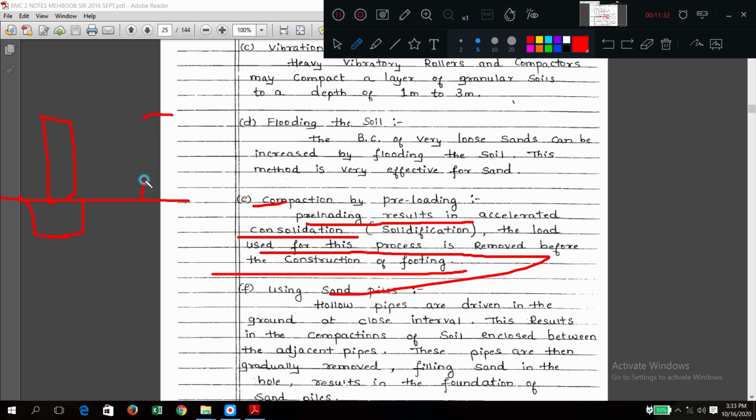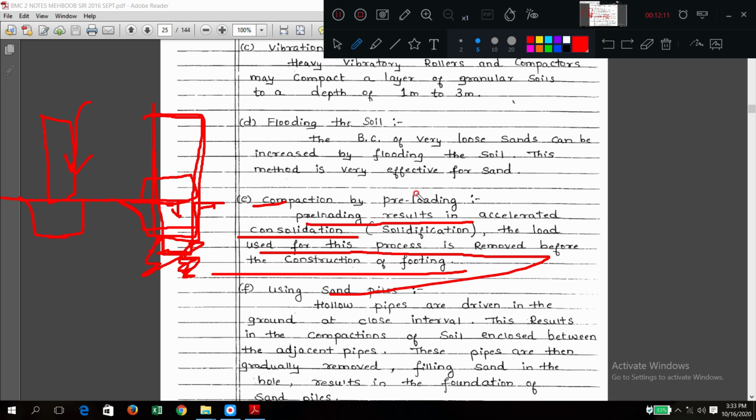Preloading means some equipment will be there. This will apply the same type of load as this one. This will apply the same type of load here. So this soil is settled now, and once the soil is settled, automatically its bearing capacity is a little bit stronger. Before settling, its bearing capacity may be a little bit less. After this settlement, because the soil is compacted now, whatever new structure will come on this area is safe now.